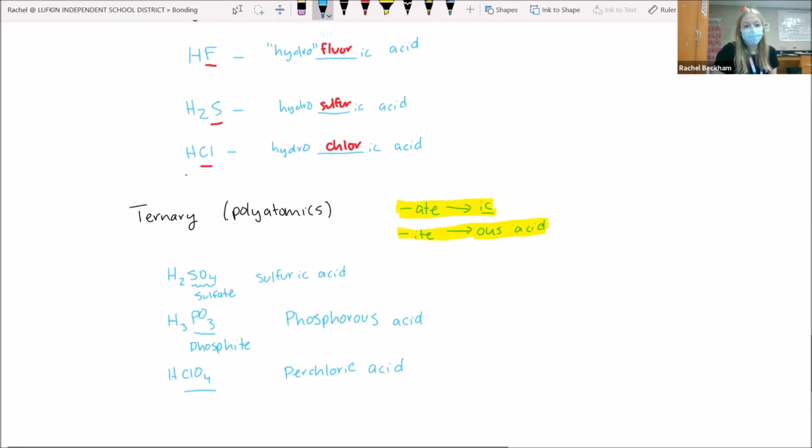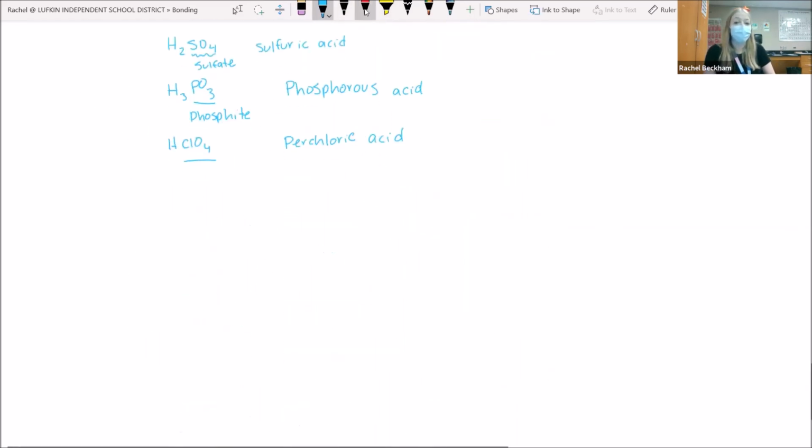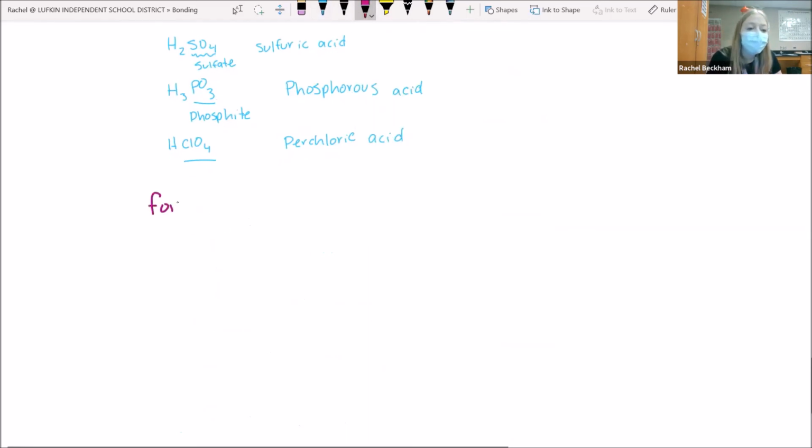Okay, so that's how you name binary and ternary. And then now we're going to talk about writing formulas for it. So let me do some examples here. You're going to use the crossover rule for it.